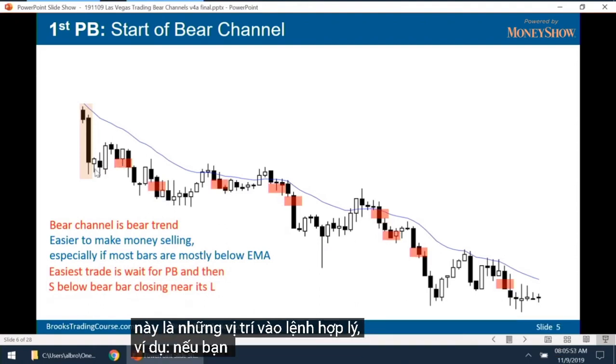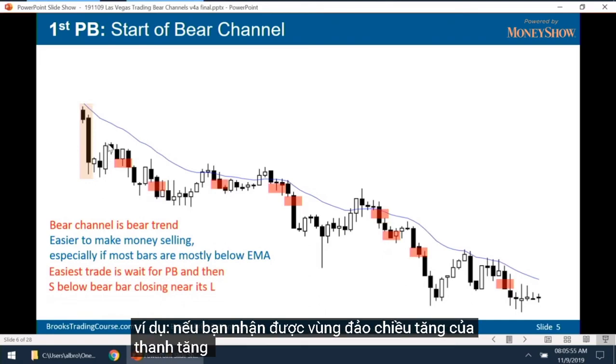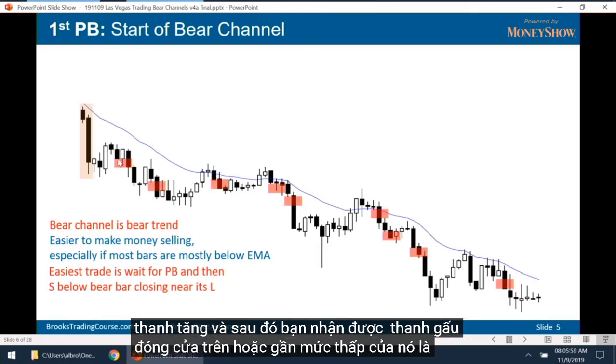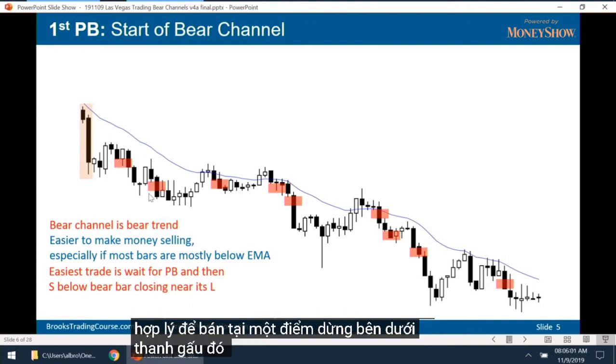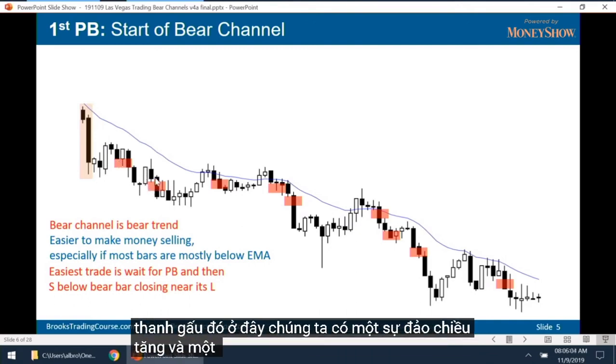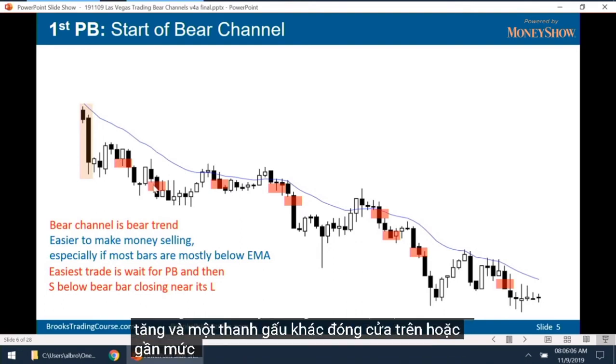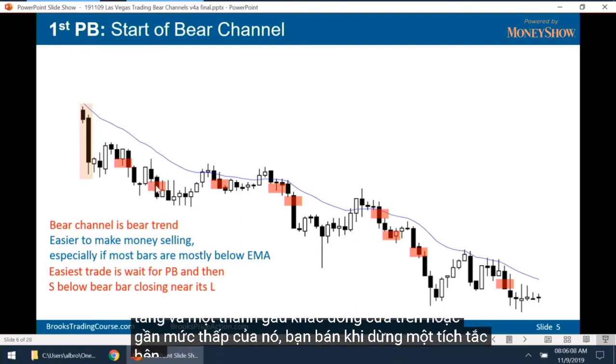For example, if you get a reversal up, here we have a bull bar, and then you get a bear bar closing on or near its low, it's reasonable to sell on a stop below that bear bar. Here we have another reversal up and another bear bar closing on or near its low. You sell on a stop 1 tick below that bar.